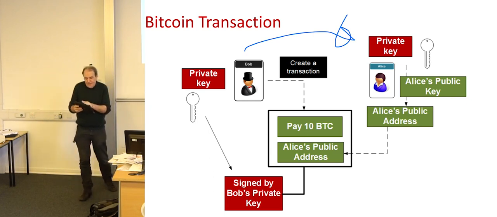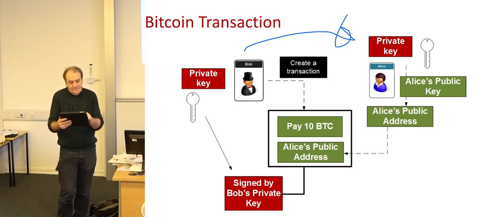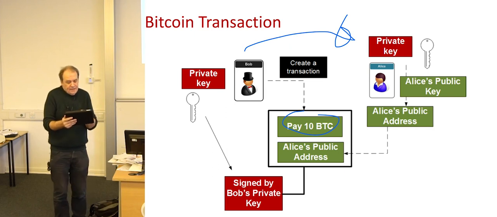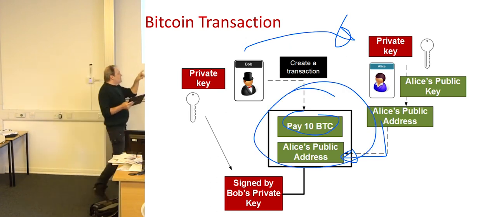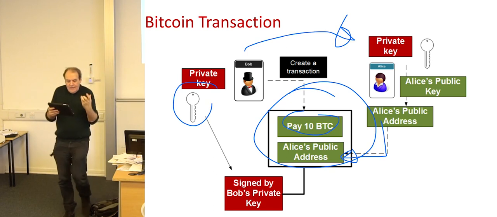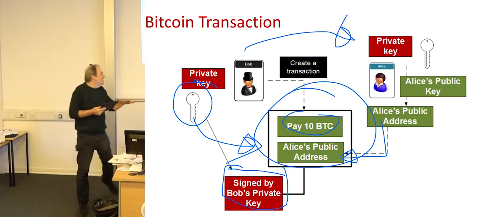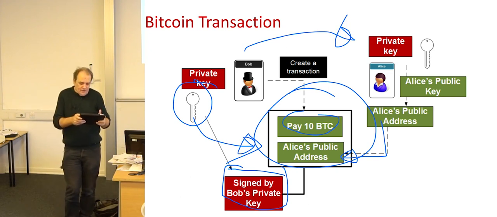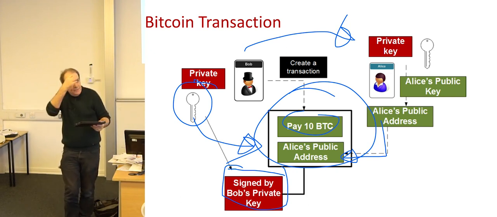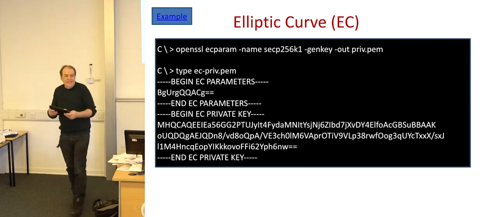So when Bob is creating a transaction for Alice, Bob says, pay Alice 10 bitcoins. He then takes Alice's public address and puts it into the transaction. So it's then signed by his private key, this elliptic curve key. And he pops the transaction onto the blockchain, and everyone can check that Bob has just paid Alice that number of bitcoins. So we'll come back on to this and look at it in more detail when we look at the blockchain part. So what does an elliptic curve key actually look like?